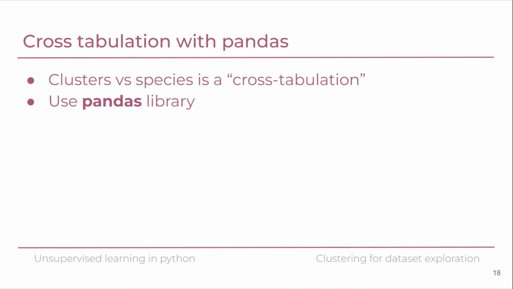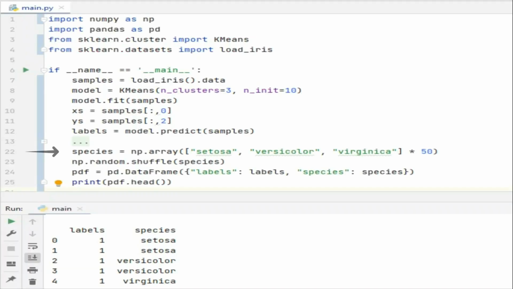Tables like these are called cross-tabulations. To construct one, we are going to use the pandas library. Let's assume the species of each sample is given as a list of strings. Import pandas, and then create a 2-column data frame, where the first column is cluster labels and the second column is the iris species, so that each row gives the cluster label and species of a single sample.